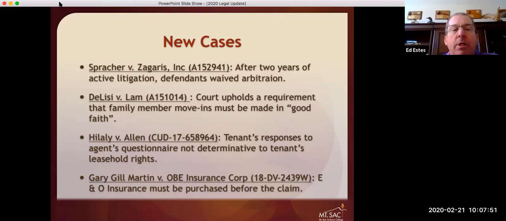The last case on this particular slide is one of my favorite cases. This is the Gary Gill Martin versus OBE Insurance Corporation. Gary Gill Martin was an independent real estate broker, and he did not have errors and omissions insurance. Well, he was involved in a real estate transaction and was actually a dual agent. So he represented both the buyer and seller himself.